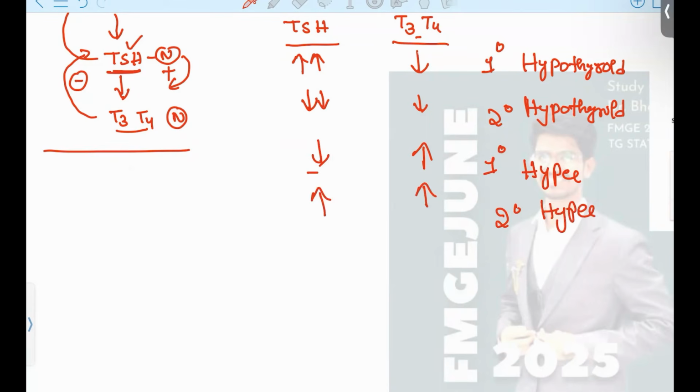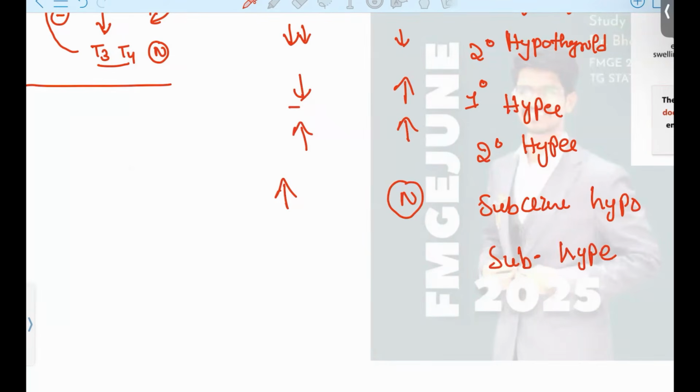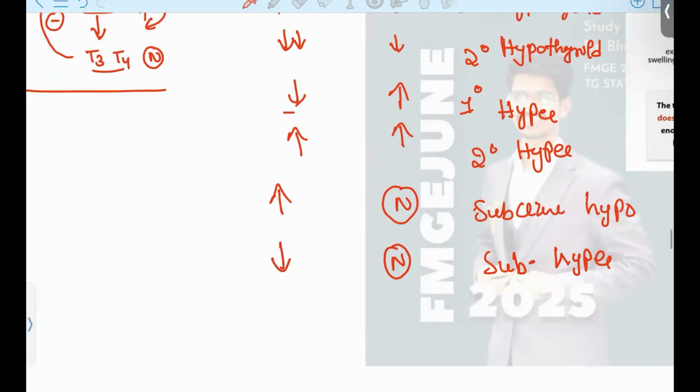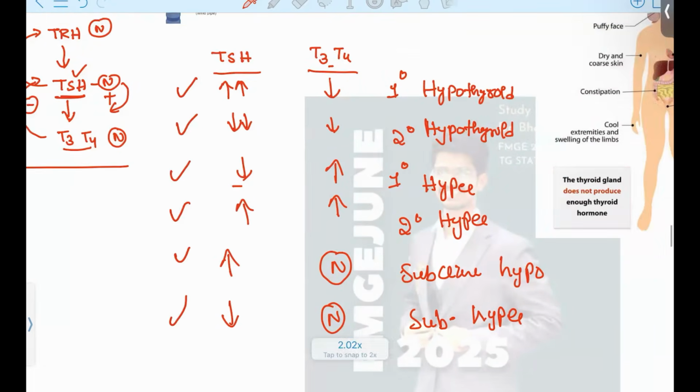And there is also another type, the subclinical type. In subclinical hypothyroidism patients, T3 and T4 will be normal, but TSH will be high. And in subclinical hyperthyroidism, again T3 and T4 will be normal and TSH will be low. This is how you have to remember and interpret in the examination, how they are going to present.